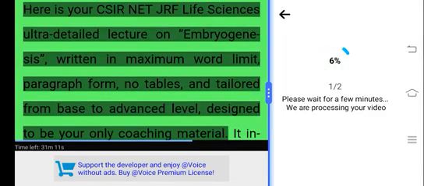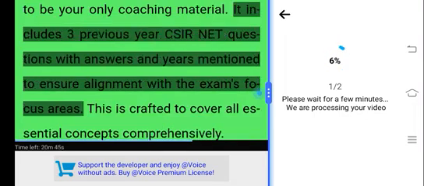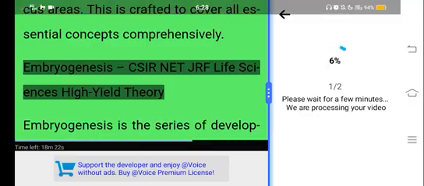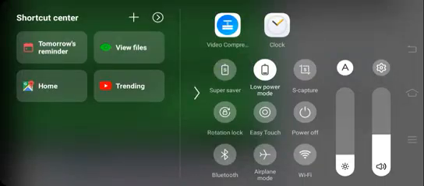Here is your CSIR-NET JRF Life Sciences ultra detailed lecture on Embryogenesis, written in maximum word limit, paragraph form, no tables, and tailored from base to advanced level, designed to be your only coaching material. It includes 3 previous year CSIR-NET questions with answers and years mentioned to ensure alignment with the exam's focus areas. This is crafted to cover all essential concepts comprehensively. Embryogenesis, CSIR-NET JRF Life Sciences high yield theory.